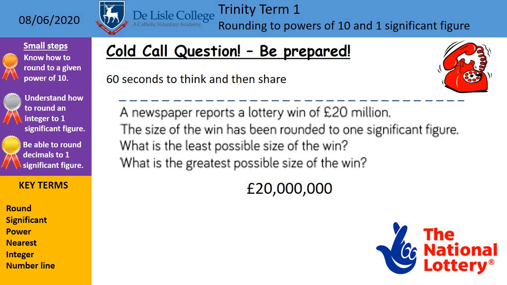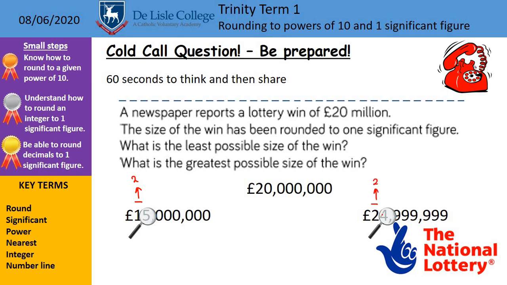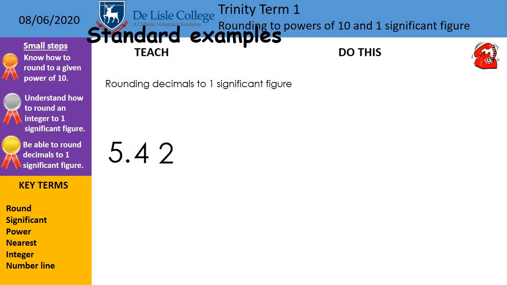Right, good. Okay, so the minimum amount it could be is 15, because that 5 there would round this 1 up to a 2, and everything else will become zeros. We get 20 million. And then here, that 4 would not round the 2 up, it would keep it as a 2, and we know everything afterwards becomes zeros. Brilliant.